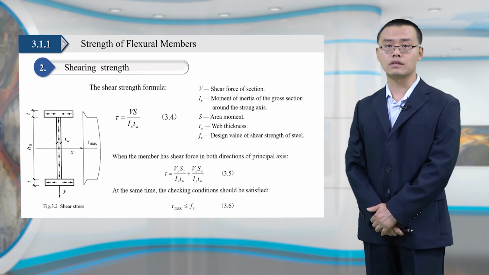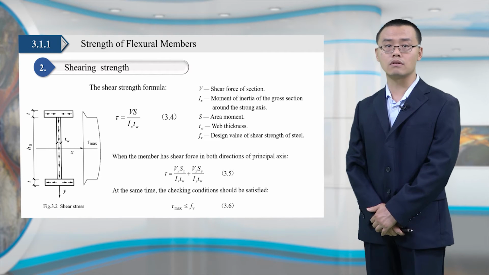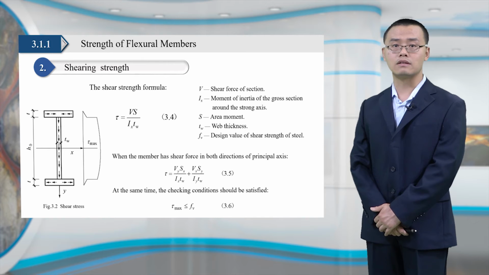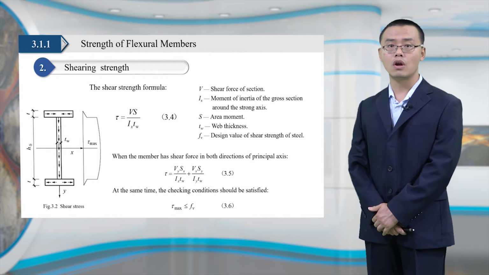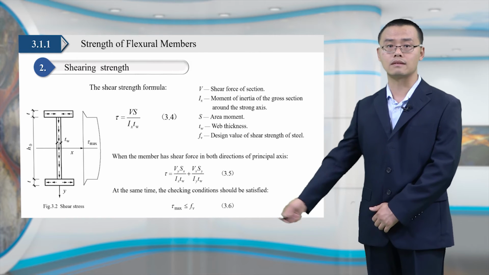Now let's look at shearing strength. The shear strength is expressed as formula 3.4. V is the shear force of the section. Ix is the moment of inertia of the gross section about the strong axis. S is the area moment. Tw is the web thickness. Fv is the design value of shear strength of steel. When the member has shear force in both directions of the principal axes, it is expressed as formula 3.5. At the same time, the checking condition should be satisfied as formula 3.6.